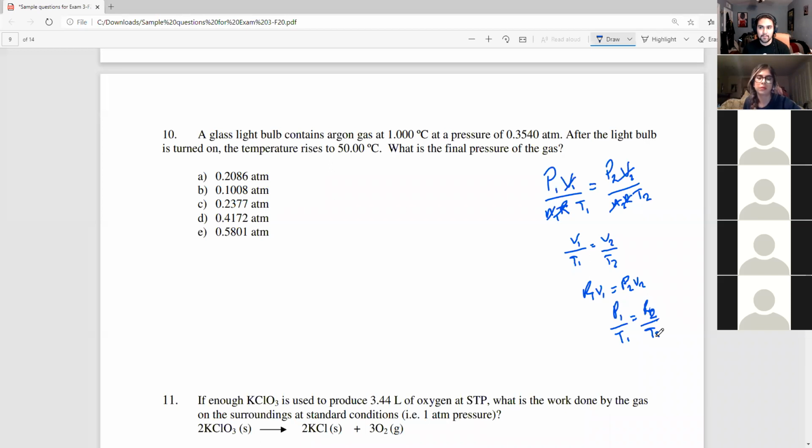Is there any confusion? Yeah, what do you mean by looking at? Like, as in what the problem mentions? Yeah. So let me see. A bulb contains argon gas at 1 degree Celsius and a pressure. After the light bulb is turned on, the temperature rises to 50 degrees Celsius. What is the final pressure of the gas?